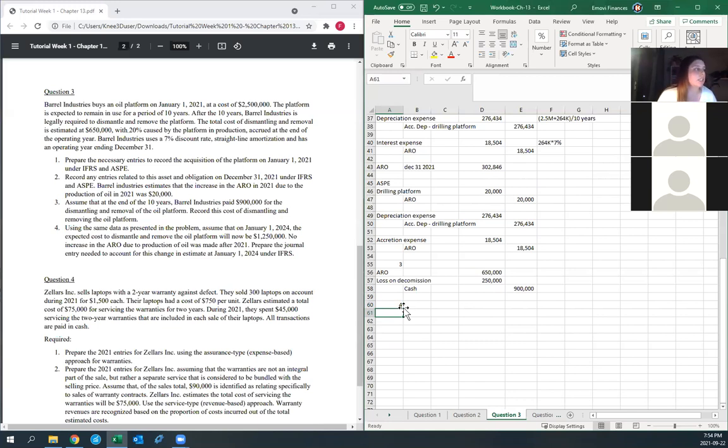So I'll read the question. Using the same data as presented in the problem, assume that on January 1st, 2024, the expected cost to dismantle and remove the oil platform will now be $1,250,000. No increase in the ARO due to production of oil was made after 2021. Prepare the journal entry needed to account for this change in estimate at January 1st, 2024 under IFRS.